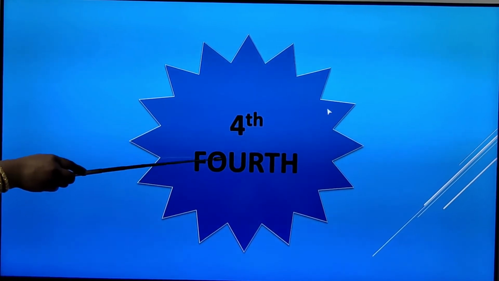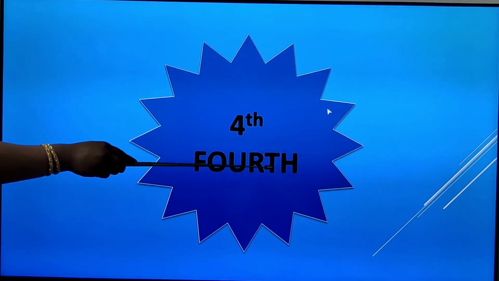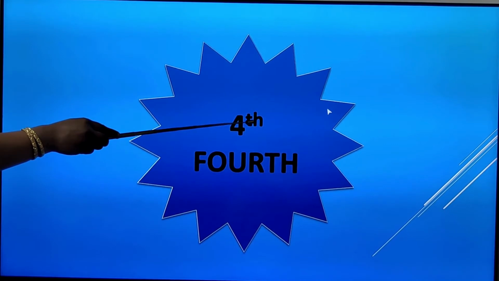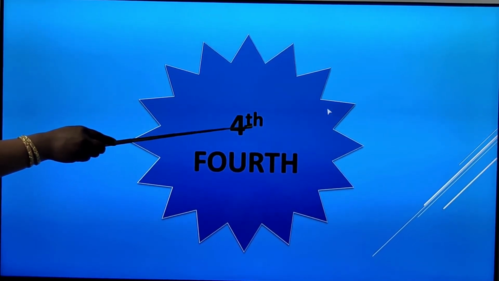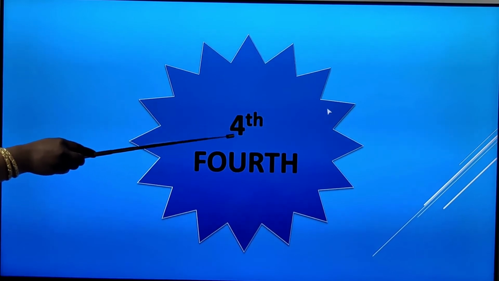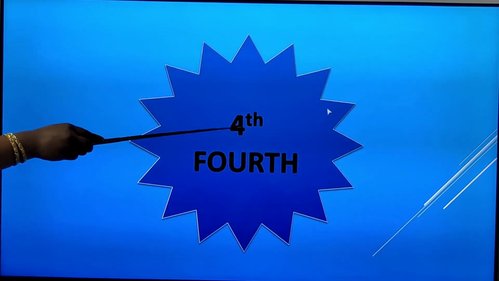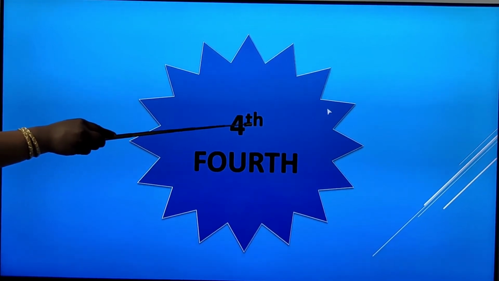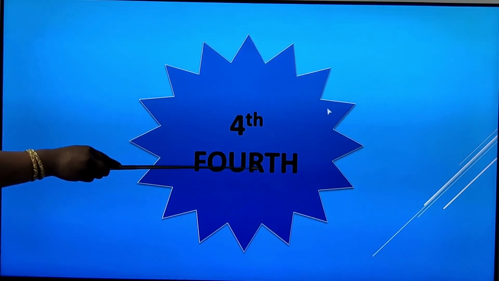Fourth. F-O-U-R-T-H, fourth. Listen here, on top of 4, TH is written to show the position of number 4. If TH is not there, it's just 4, that's all. But if we want to show the position of that number, we should write TH on top of that number.